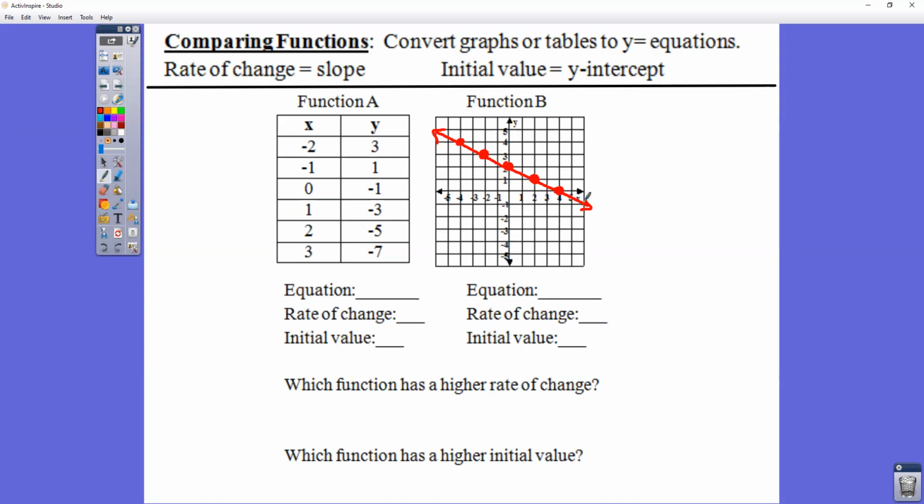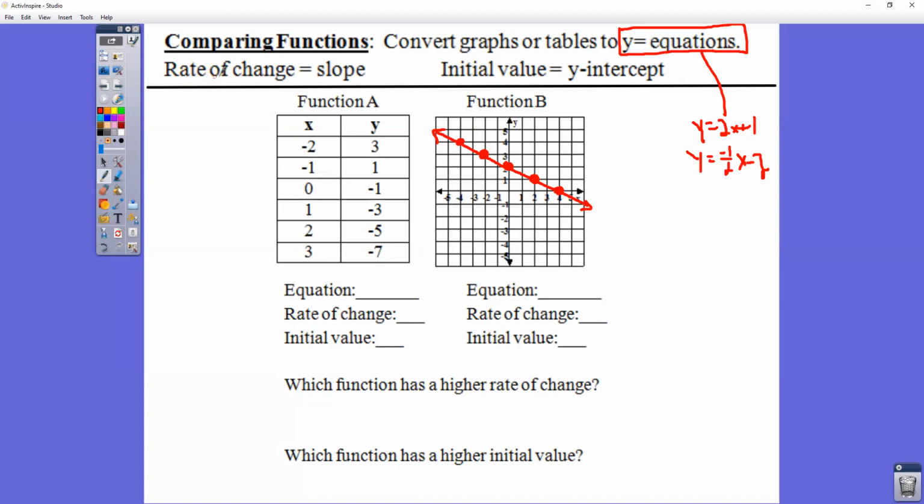So when we take a look at your table, what we need to do to compare the two functions, notice that we have function A, which is the table, and we have function B, which is the graph. So what we're going to do is convert the graphs or tables to y equals equations. We want our things to look like y equals 2x plus 1, or y equals -1/2 x minus 2, or things like that. That's what we want our equations to look like.